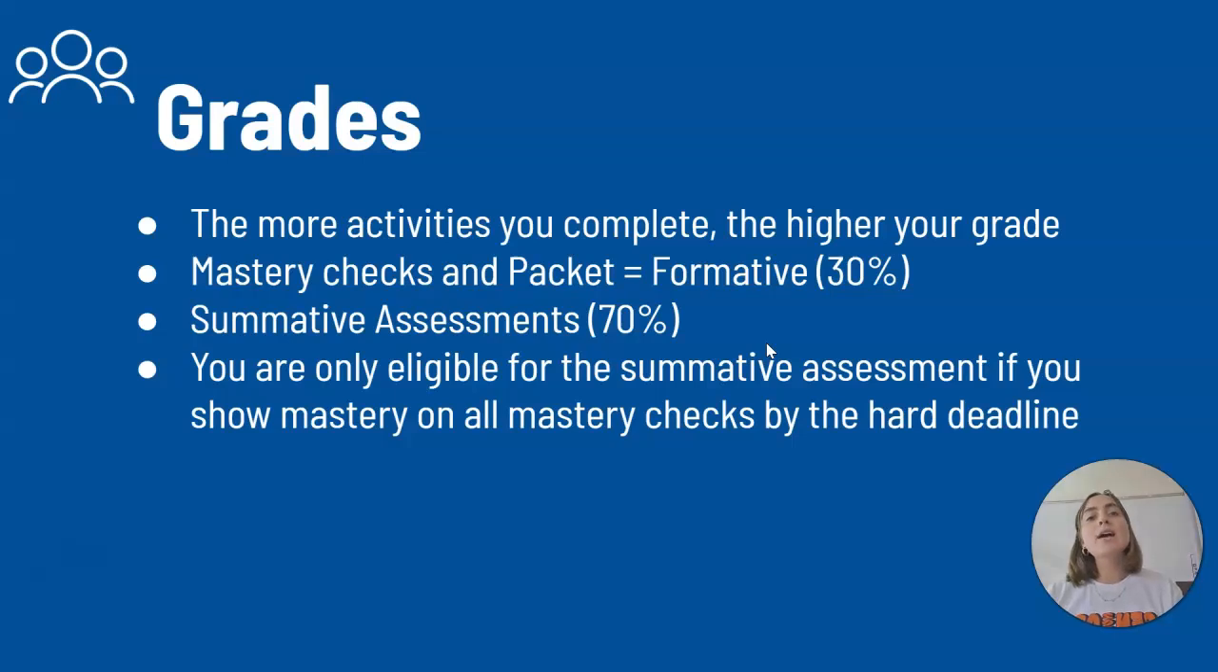And remember, you're only eligible for the summative assessment if you show mastery or you pass all of your mastery checks by the unit hard deadline. If you don't meet the hard deadline, so you haven't mastered your mastery checks by the hard deadline, then your grade on the summative is automatically going to turn into a 50%. So that's what we call the 50% rule in English 10. If you don't meet your hard deadline and you aren't eligible for the summative, you're going to get 50% on it. And you'll be able to improve your grade in the next unit.